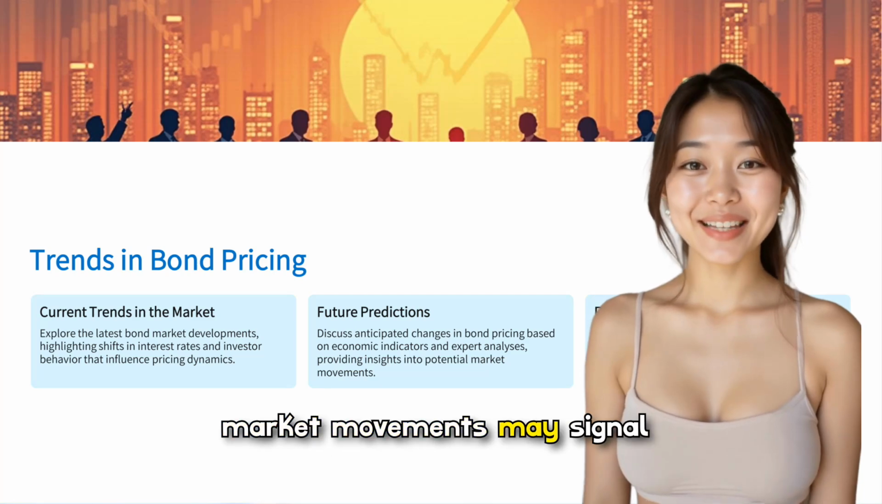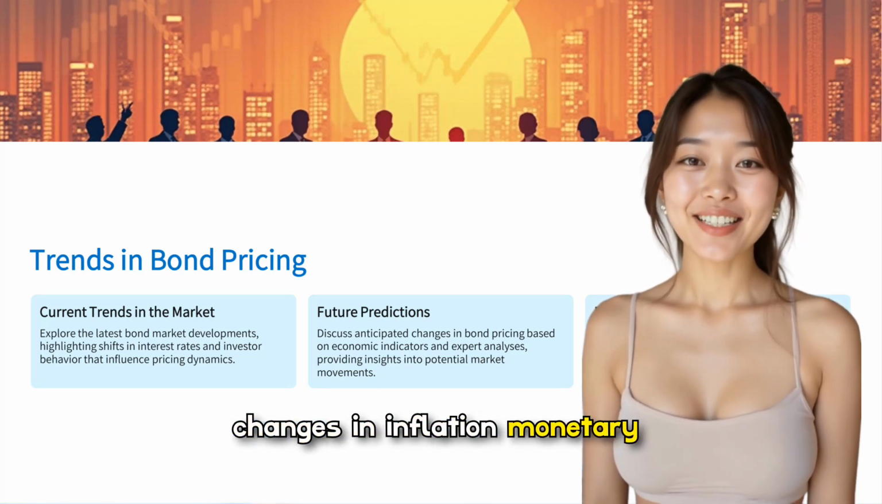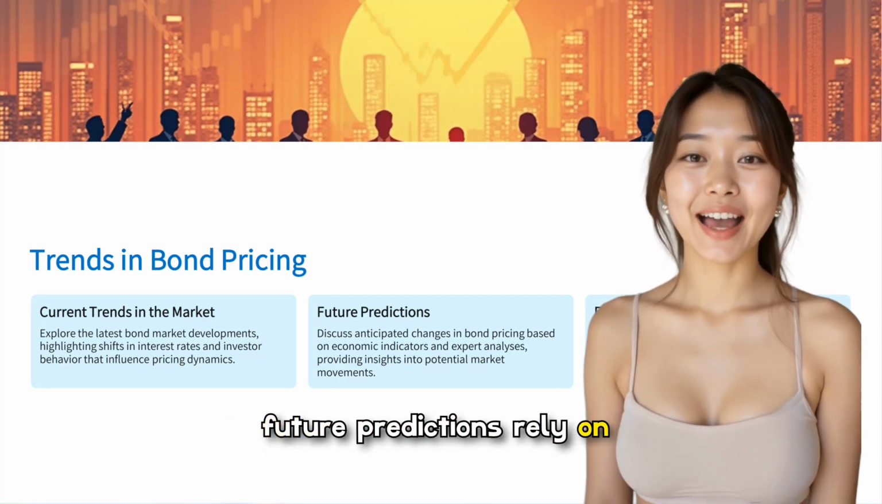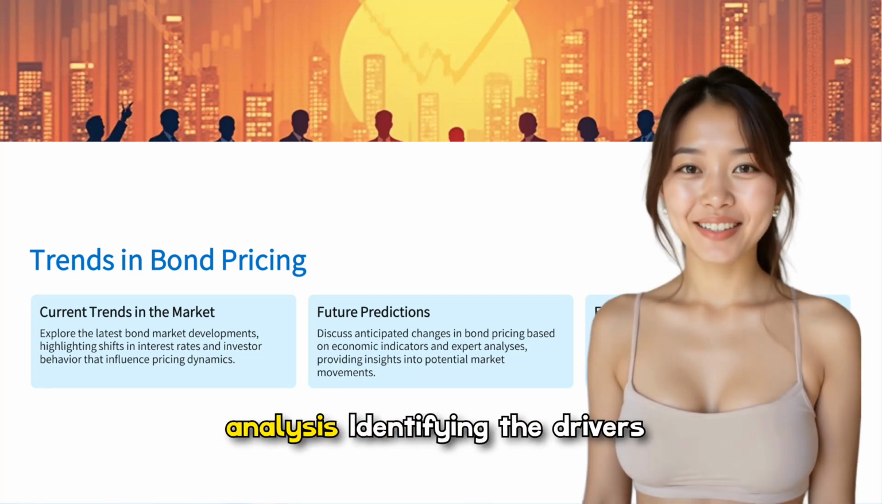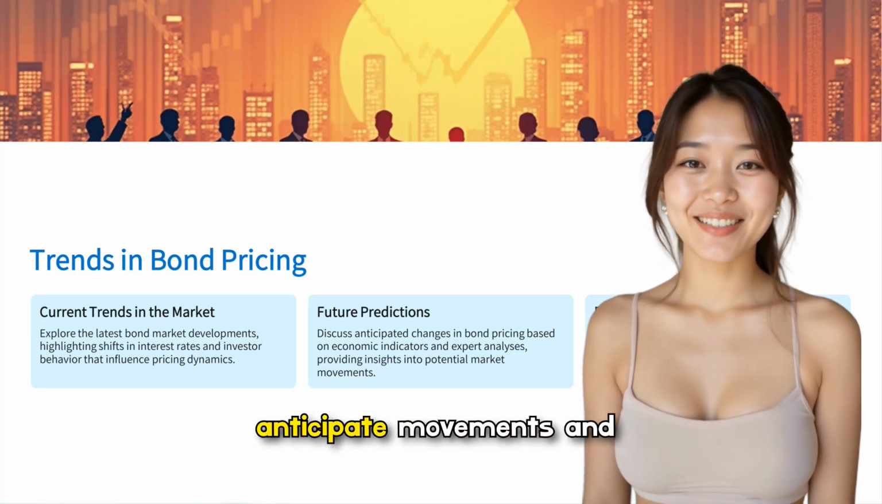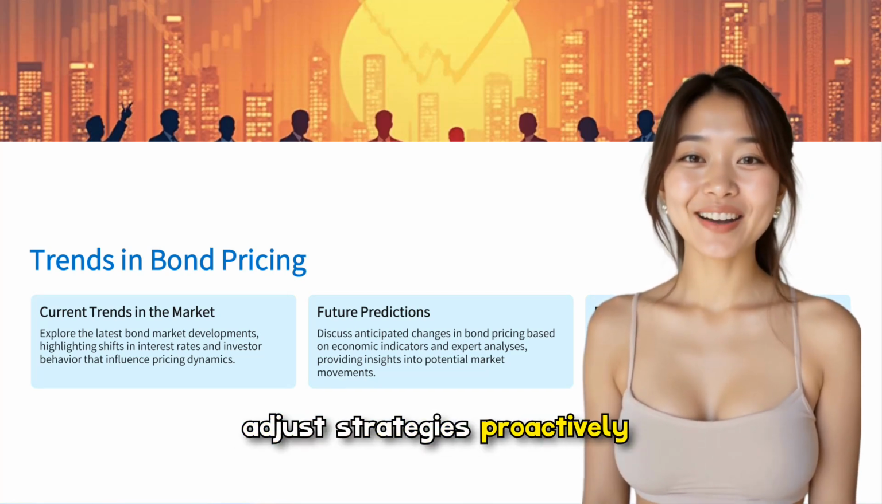Trends in bond pricing reflect broader economic shifts and policy expectations. Current market movements may signal changes in inflation, monetary policy, or investor behavior, while future predictions rely on economic indicators and expert analysis. Identifying the drivers behind trends helps investors anticipate movements and adjust strategies proactively.